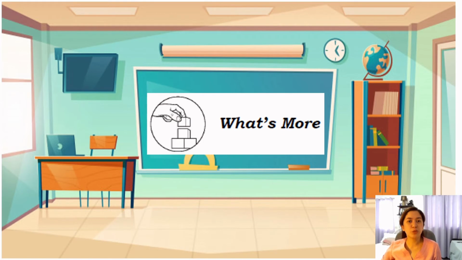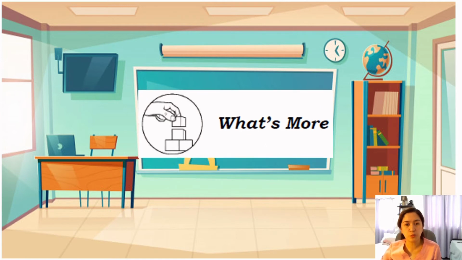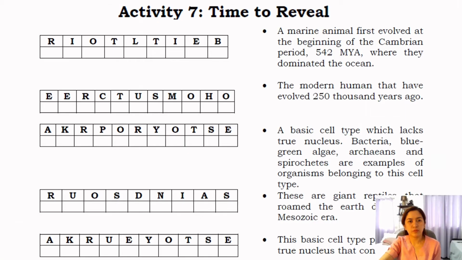Now let's proceed to What's More. This comprises activities for independent practice to solidify your understanding and skill of the topic. You may check the answers to the exercises using the answer key at the end of the module. Now let's go to Activity 7, Time to Reveal. It is found on page 10 of your module.